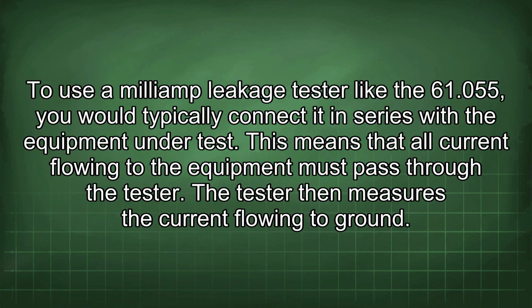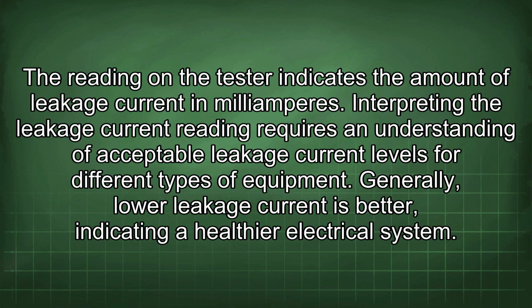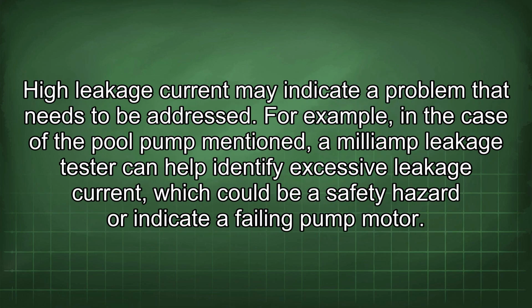To use a milliamp leakage tester like the 61.55, you would typically connect it in series with the equipment under test. This means that all current flowing to the equipment must pass through the tester. The tester then measures the current flowing to ground. The reading on the tester indicates the amount of leakage current in milliamperes. Interpreting the leakage current reading requires an understanding of acceptable leakage current levels for different types of equipment. Generally, lower leakage current is better, indicating a healthier electrical system. High leakage current may indicate a problem that needs to be addressed.